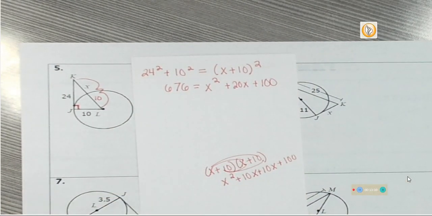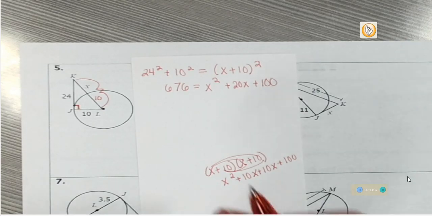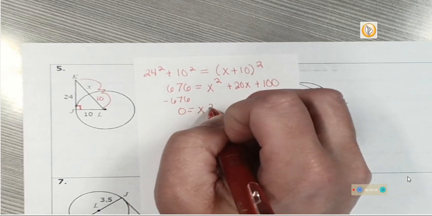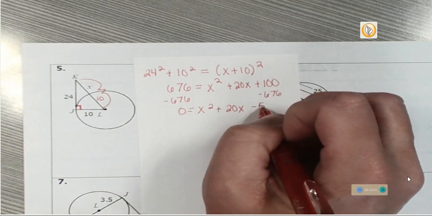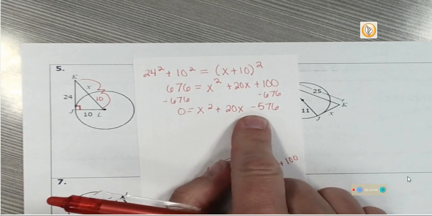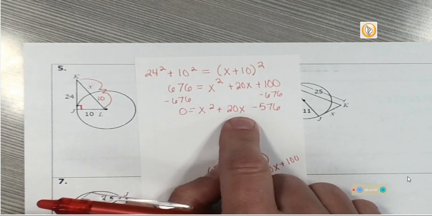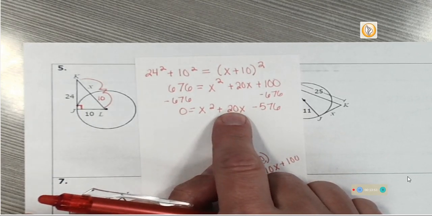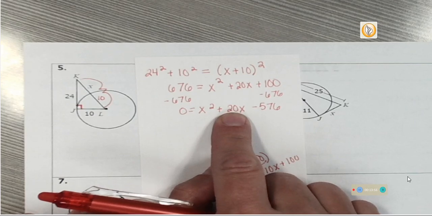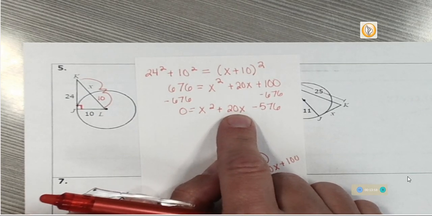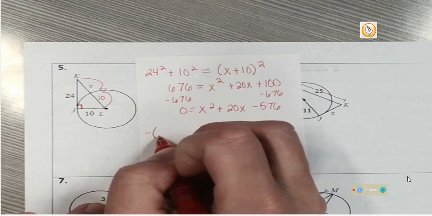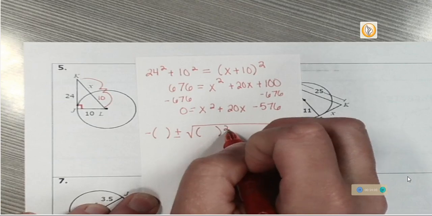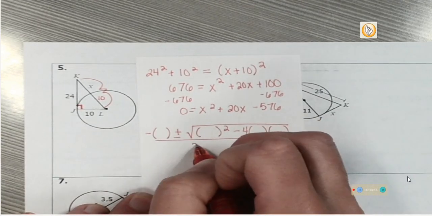Now, that's a quadratic equation. I've got to get everything on one side, so I would minus 676. And I would have x squared plus 20x minus 576. And I got a couple options right here. I could either factor and figure out what two numbers multiply to give me negative 576 and add to give me 20. Or I could do the quadratic formula, which you might not even remember. What's the quadratic formula? Negative b plus or minus the square root of b squared minus 4ac over 2a.